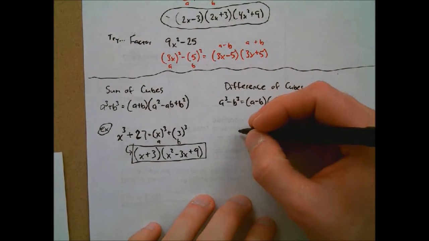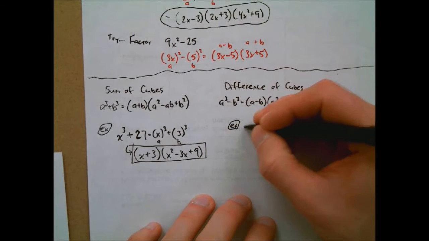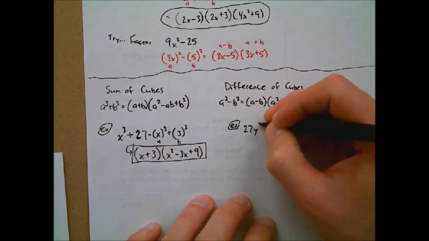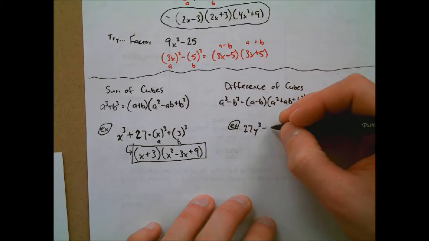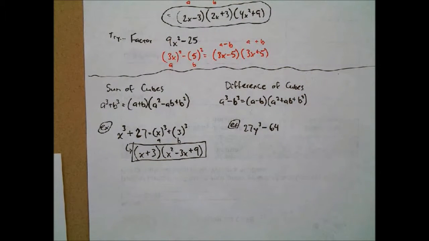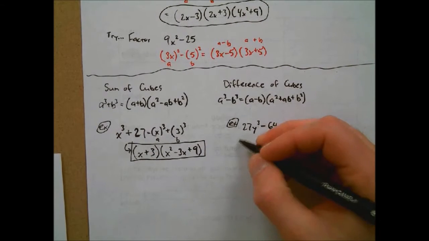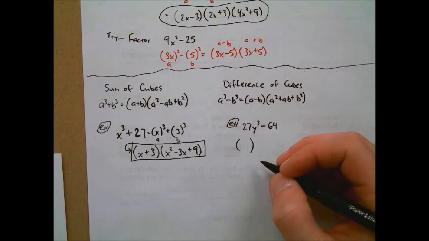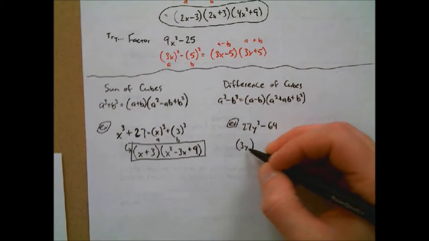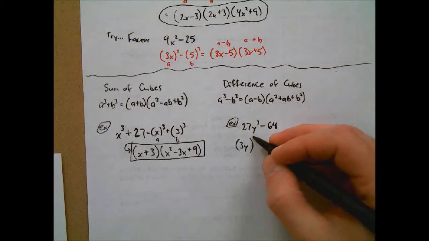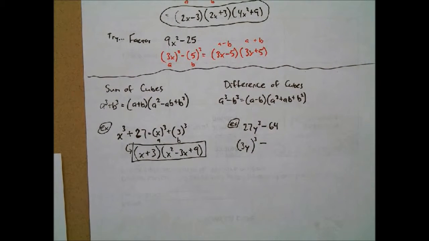Let's do 27y to the third minus 64. Is 27y to the third a perfect cube? It is. It's a perfect cube of what? What cube gives us 27y to the third? 3y, right. We got to include the 3 and the y there, quantity cubed. Is 64 a perfect cube? Yeah. What times what times what? 4. Yes, 4 times 4 times 4.